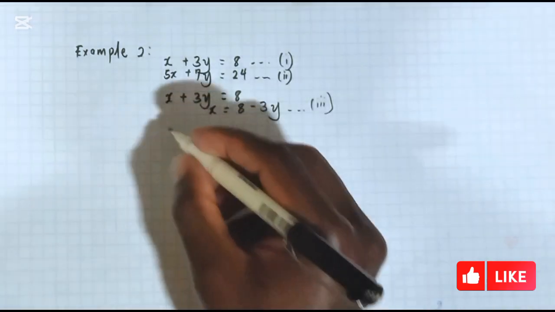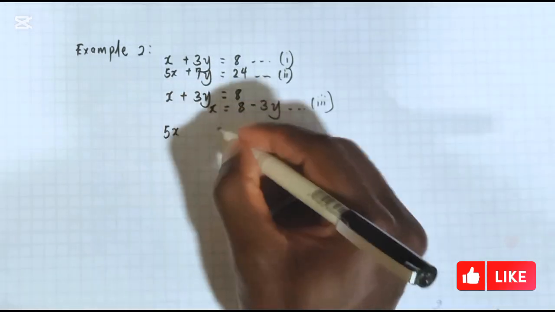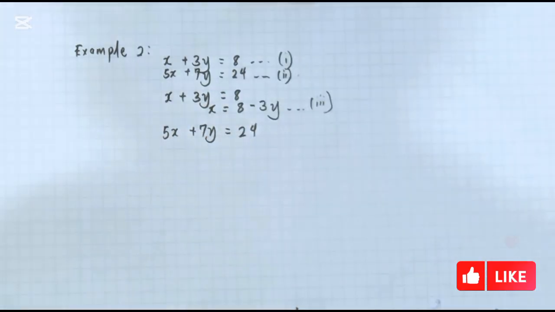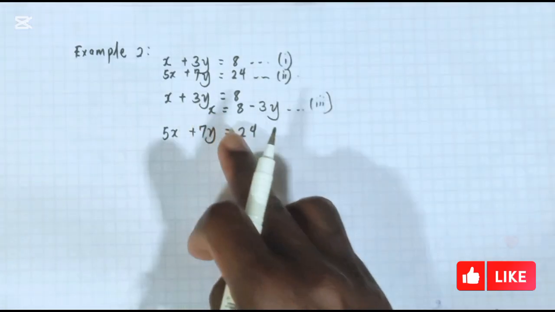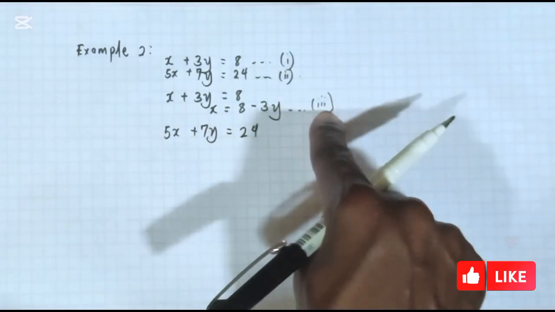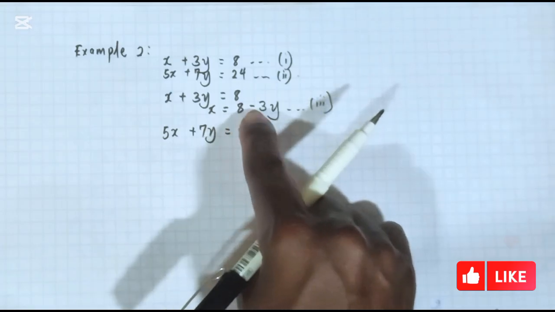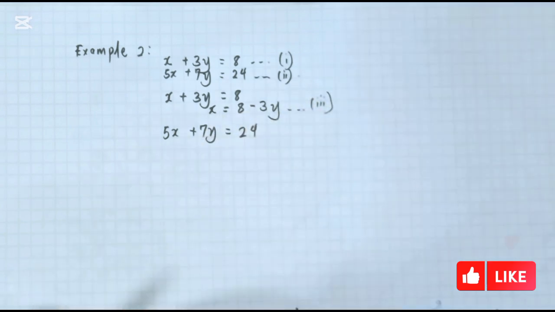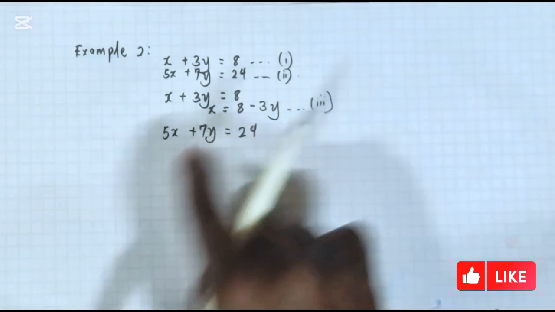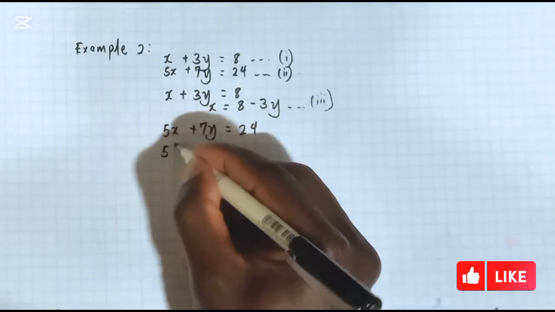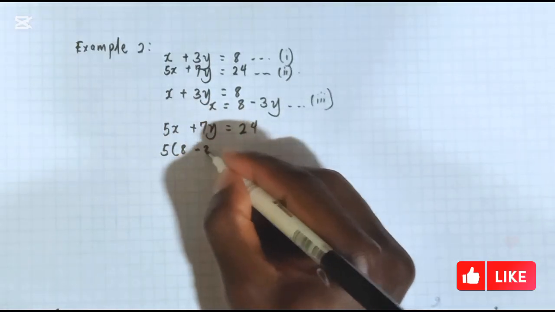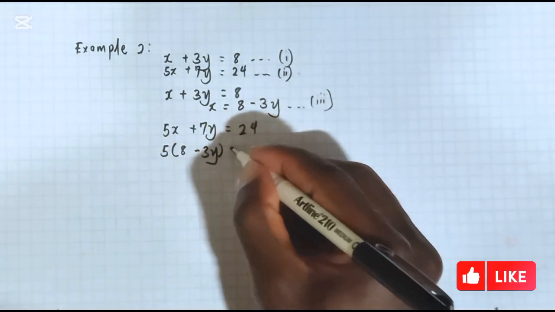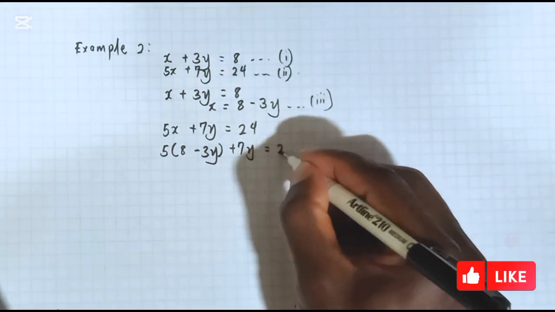So I'll come to equation 2, which is 5x plus 7y equals 24, which you can see here. And wherever we are having x, I'll be putting equation 3. Remember, in equation 3, we have that x is equal to 8 minus 3y. So anywhere we have x, I'll just be putting 8 minus 3y. So basically, I'll have 5 into 8 minus 3y, plus 7y equals 24.